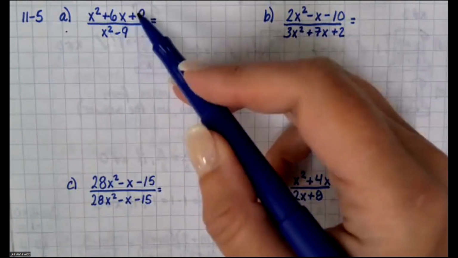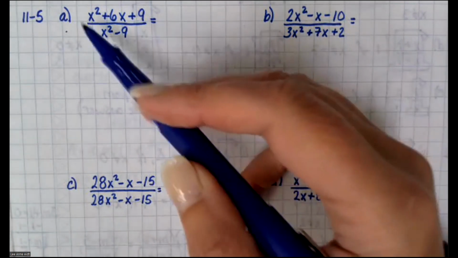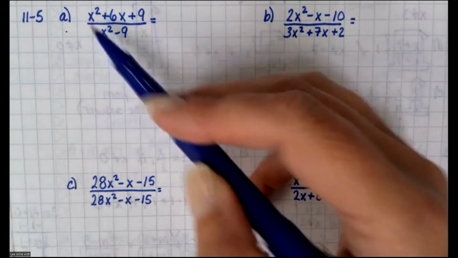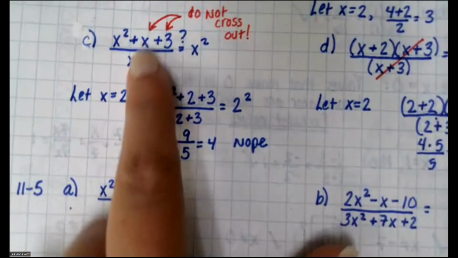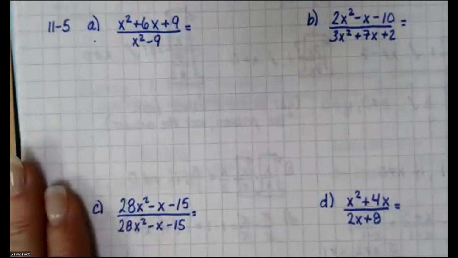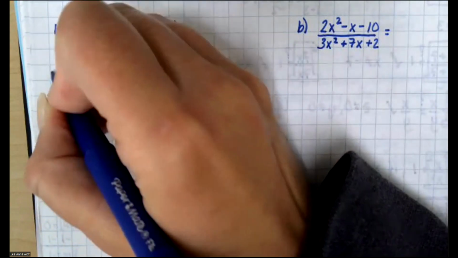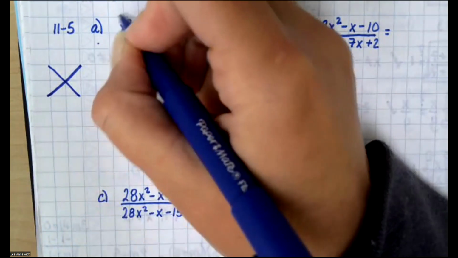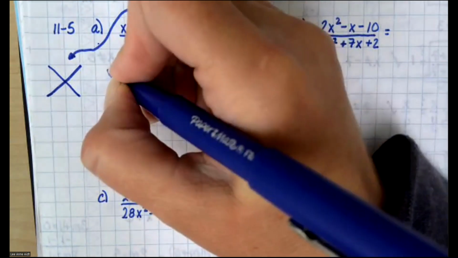Can I cross out 9? No. Can I cross out x squared? No. Okay, right here, did I just say don't cross out the stuff until it's multiplication? So what do you do instead? You factor. I'm going to factor the top over here.